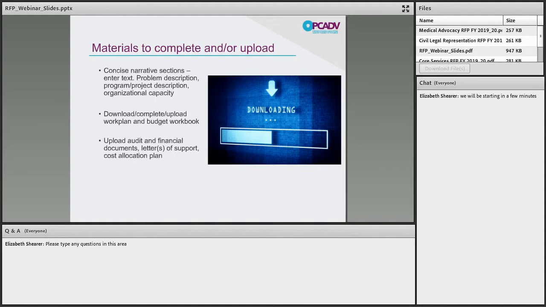Talked about concise narrative sections and the downloading of forms. Uploading documents include the letters of support, your audit, organizational form 990, and your organizational cost allocation plan. We are requiring these documents for each of the funding areas you will be submitting. That is because we are using 4 different independent review committees, and we need to make sure that the committee members have all of the information they need to perform a thorough review of that particular area.